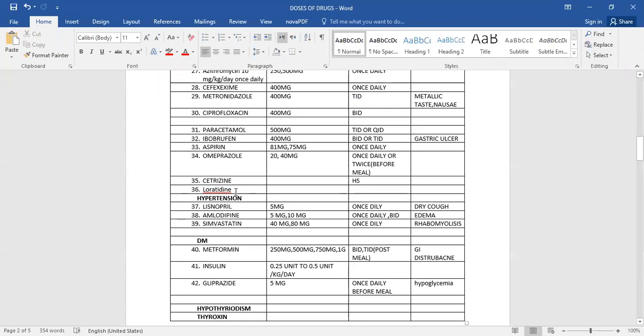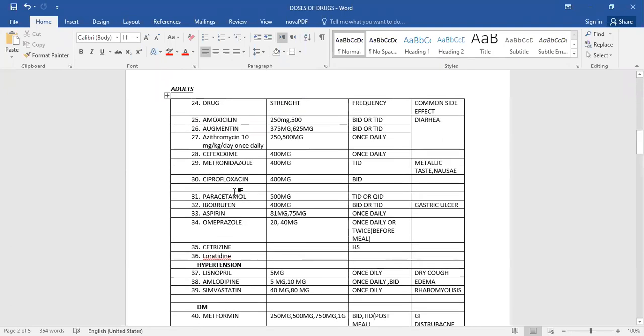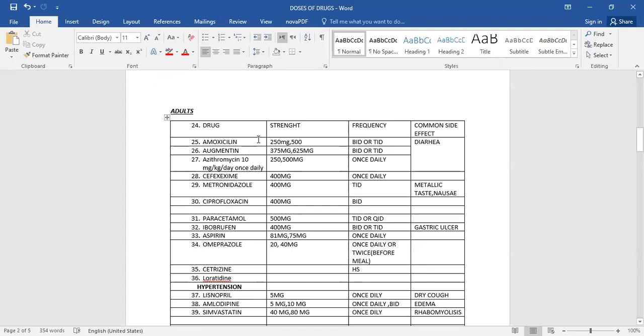This is for the adults. Now we're going for the pediatric population. Pediatric population is different. Here you see adults, usually you don't require the weight of that adult person, whether it is 70 kilogram or 80 kilogram, whatever the weight of the patient, it doesn't matter. But when you come into pediatrics, it does matter.